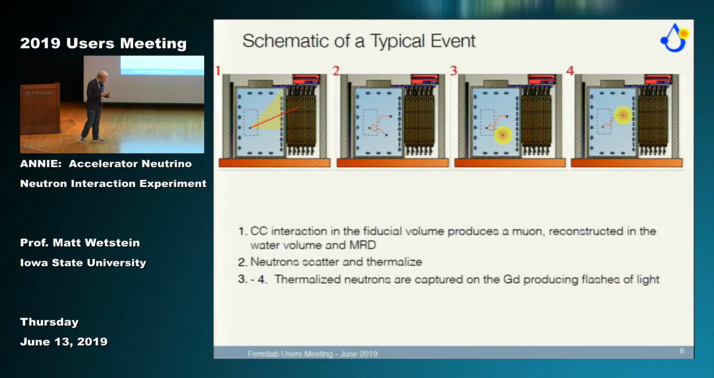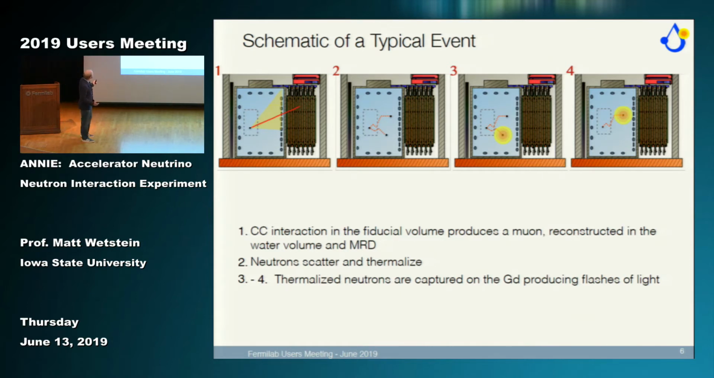Before I go any further, I want to walk you through just a little bit of the mechanics of an A.N.N.I.E measurement. So we have a prompt neutrino interaction that occurs in coincidence with the beam that produces a high energy muon, and we want to measure the direction and energy of that muon. Sometime later, any neutrons that are produced by that interaction will thermalize in the water, where they're captured by gadolinium, producing flashes of light that we can count.